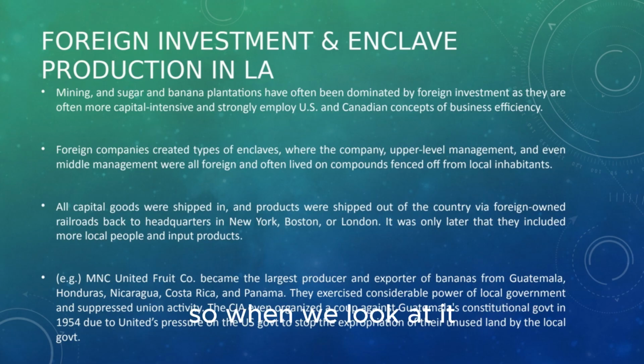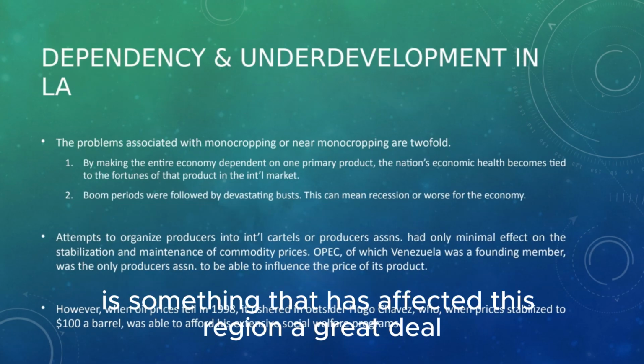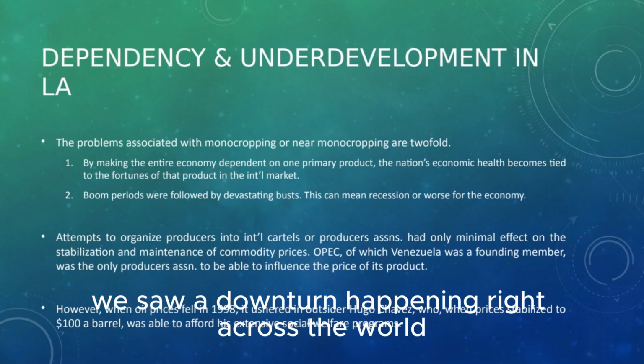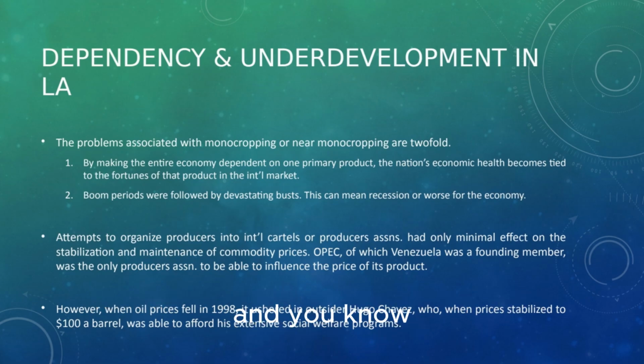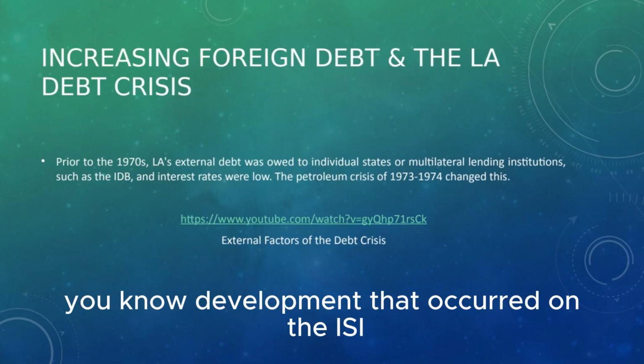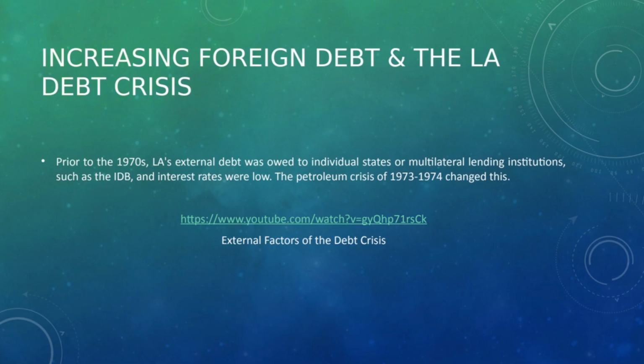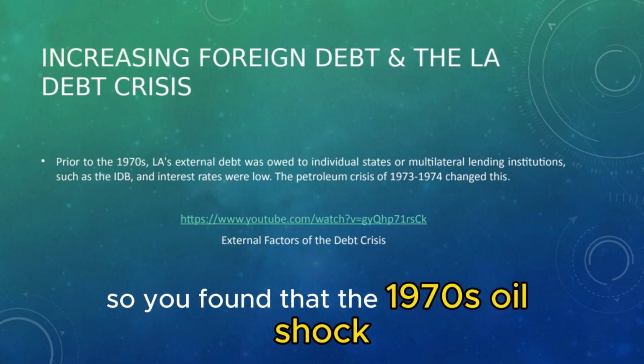So when we look at it, the debt crisis is something that has affected this region a great deal, right? In the 1970s, we saw a downturn happening right across the world. And any kind of development that occurred on the ISI, or the other means that Latin America and the Caribbean was using, started to falter.